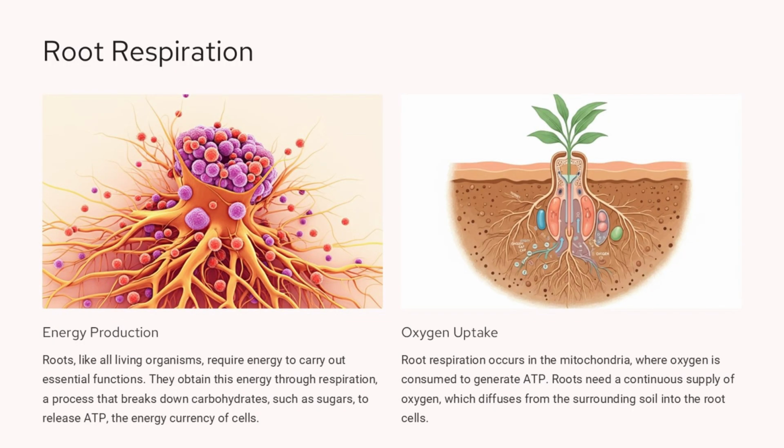Root respiration is the process by which roots, like all living organisms, obtain the energy they need to function. Roots break down carbohydrates like sugars through a process called respiration, which releases ADP, the energy currency of cells. This respiration occurs in the mitochondria of root cells, where oxygen is consumed to generate the ADP. Roots require a continuous supply of oxygen, which diffuses from the surrounding soil into the root cells. Oxygen is essential for this respiration process that powers the root's essential functions.